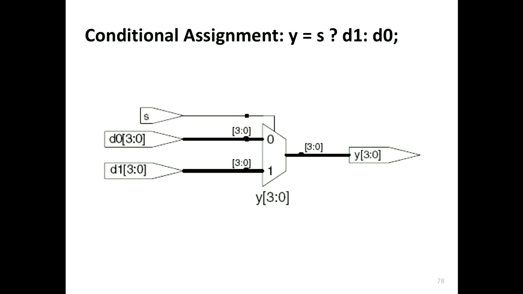And this is exactly what happens. So you have a 4-bit D0, 4-bit D1, 1-bit S, and a 4-bit Y. And as I drew, it's pretty much the digital representation of your circuitry.